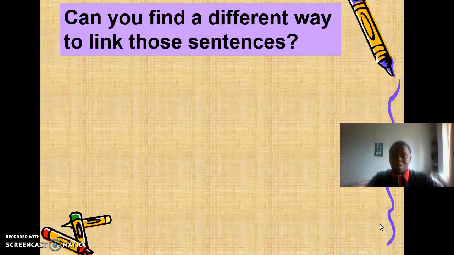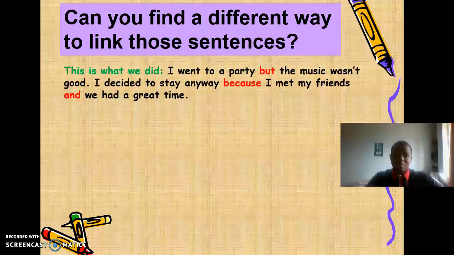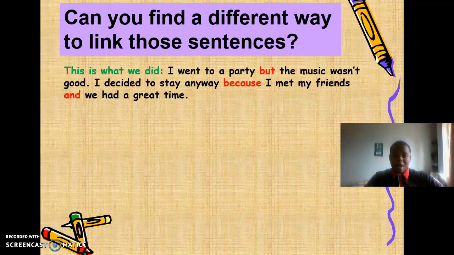Because they included but and other connectors. But can we find a different way to link those sentences? Yes, of course we can. So here it is. This is what we did. I went to a party, but the music wasn't good. I decided to stay anyway because I met my friends and we had a great time. I want you guys to notice those words are highlighted in red. Those are basically our logical connectors. So this is how we connected the sentences, but we have another way of linking them.